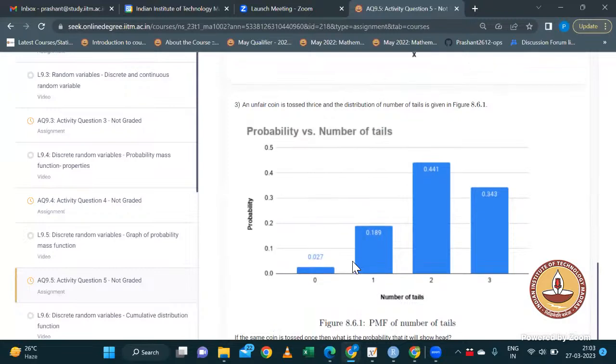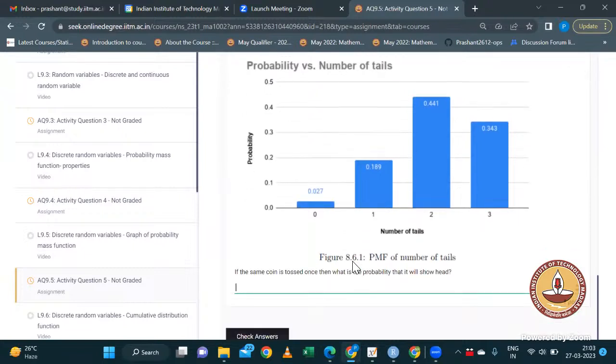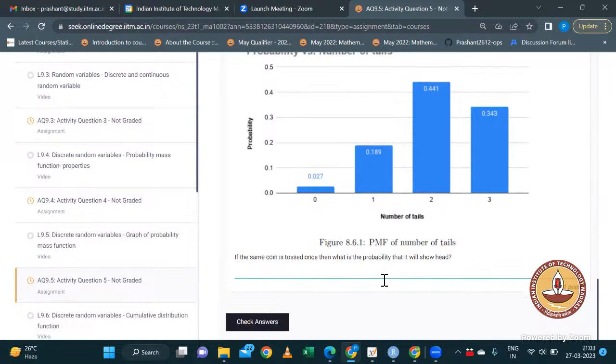It's saying an unfair coin is tossed thrice. Distribution of number of tails. So if a coin is tossed thrice, it says if the same coin is tossed once, what is the probability of it will show head? So what is the probability? It will show head means what?